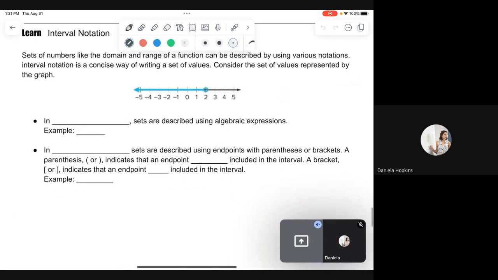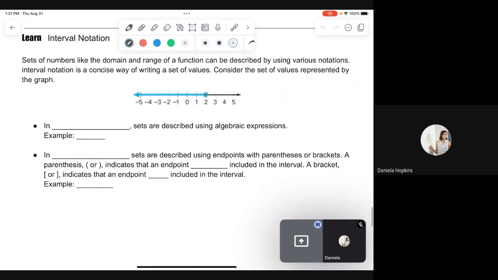It's great. So interval notation. This is where we use sets of numbers like the domain and range of a function can be described by using various notations. Interval notation is a concise way of writing a set of values. So we're going to consider the set of values represented by this number line graph. While we're learning interval notation, just for this first couple examples, instead of having an x and y axis, I just want to think about the x axis because it's kind of easier to see that way.